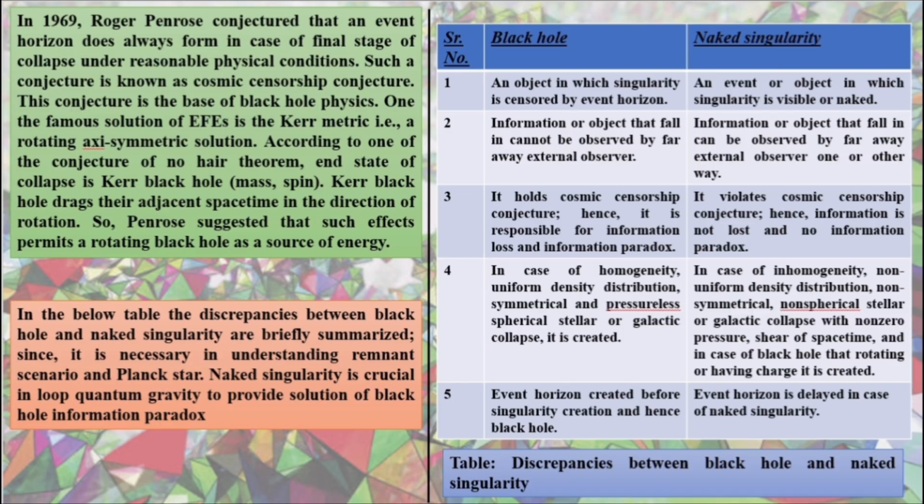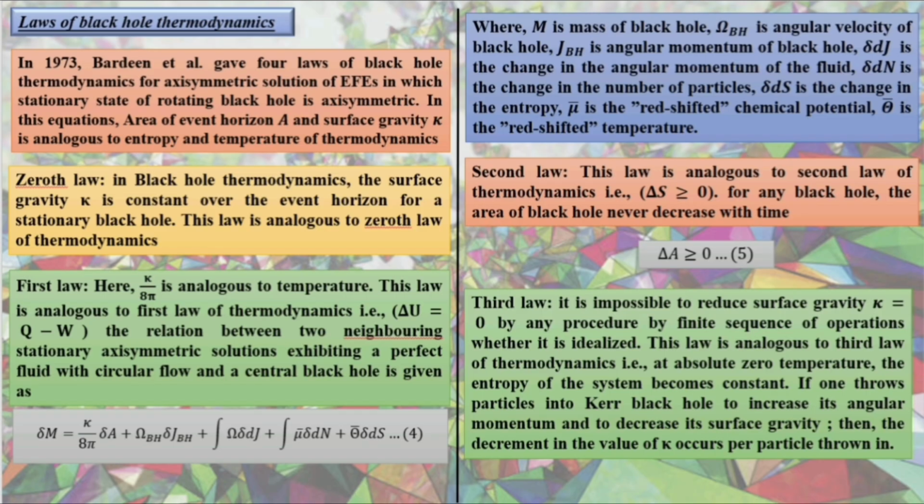Let us see some basics of the laws of black hole thermodynamics. Similar to thermodynamical laws, here one can study the laws of black hole thermodynamics. In 1973, Bardeen et al. gave 4 laws of black hole thermodynamics for the axisymmetric solution of Einstein's field equation, in which the stationary state of a rotating black hole is axisymmetric. In this equation, the area of the event horizon A and surface gravity K are analogous to entropy and temperature of thermodynamics respectively.